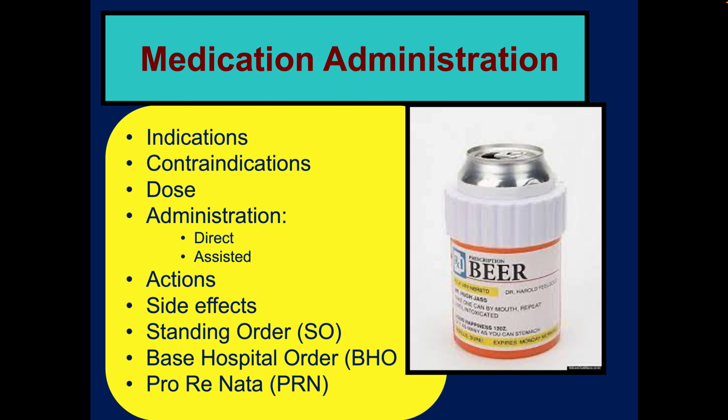Standing order is a situation where you can administer a medication either directly or by an assist without having to call the base hospital, as long as all the parameters are met. If you do need to call and get an order online, that's a base hospital order, maybe for an additional dosing of a medication or certain circumstances. Pro re nata is PRN. So if you see a medication in the protocols that says provide to the patient PRN, it just means you can keep giving it as many times as you need to, basically on standing order.